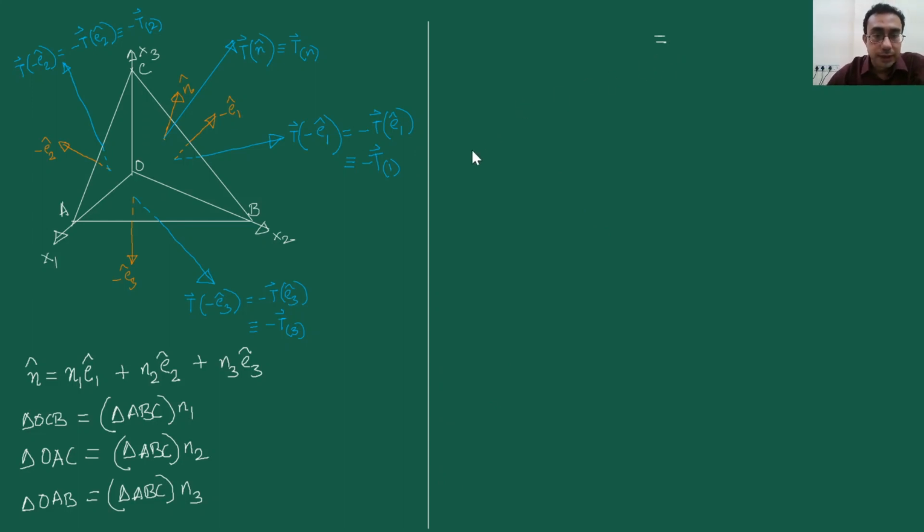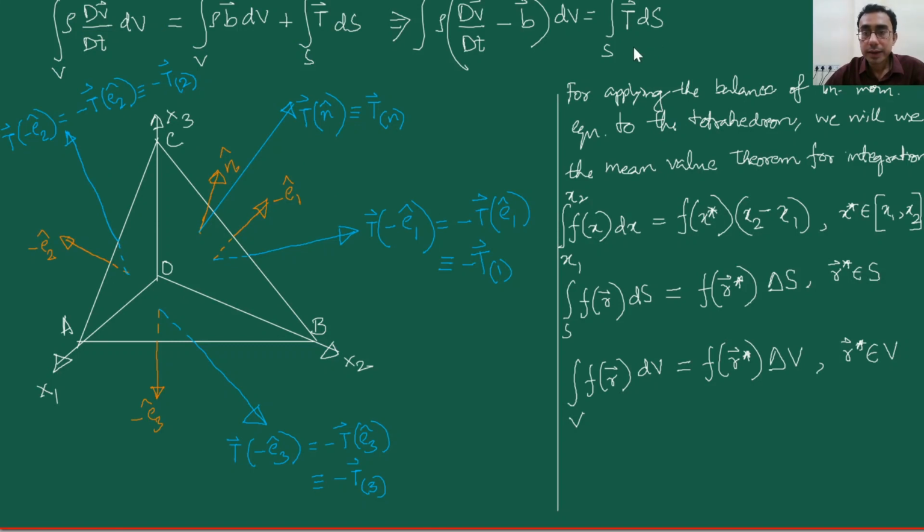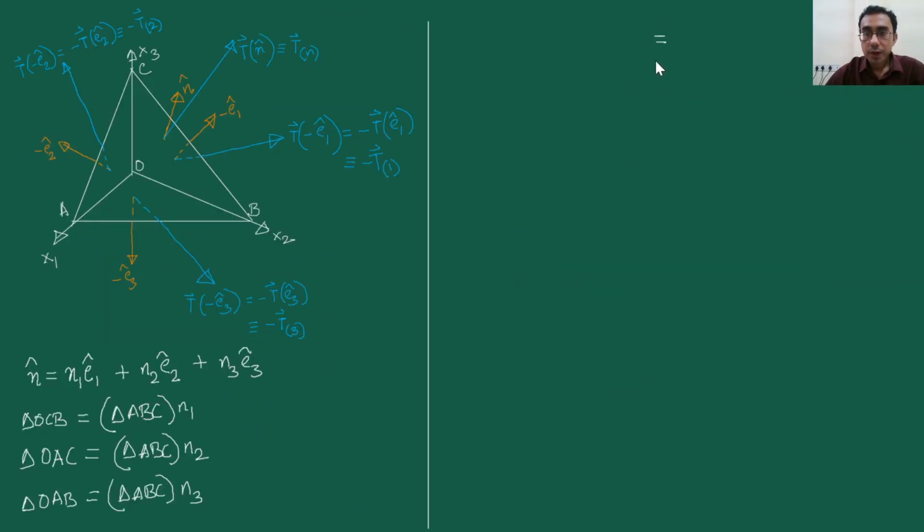So first of all, I considered the triangle ABC itself. For the triangle ABC, the integration of t dS, what will that contribute? Let's say this is some t vector, but now it has to be evaluated at some specific point x star within the triangle ABC, and then I have to multiply this by the area of the triangle.